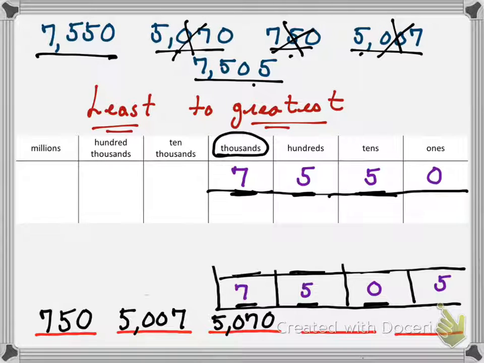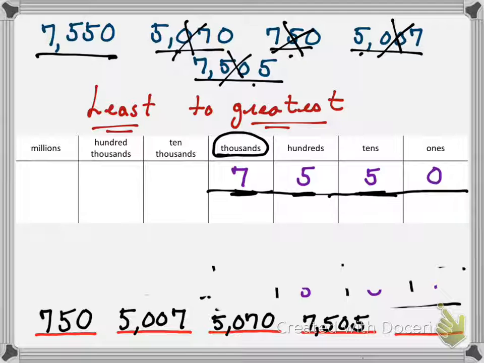So automatically, this number becomes the next least number. It is 7,505, so let's cross him out up here. And just by the process of elimination, because we're going to erase this guy out of here, we are left with our greatest number, which is 7,550.